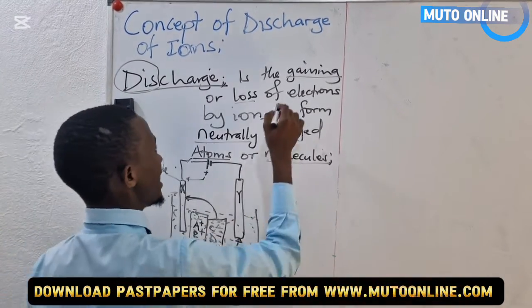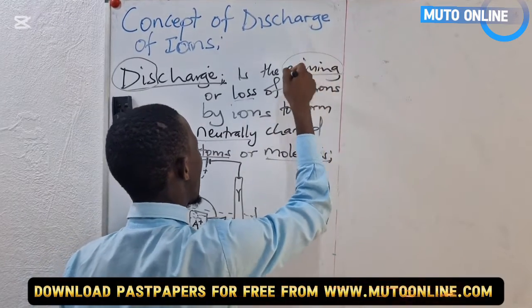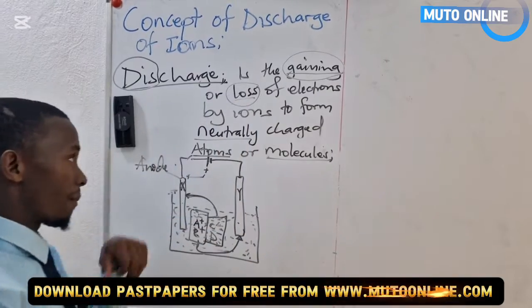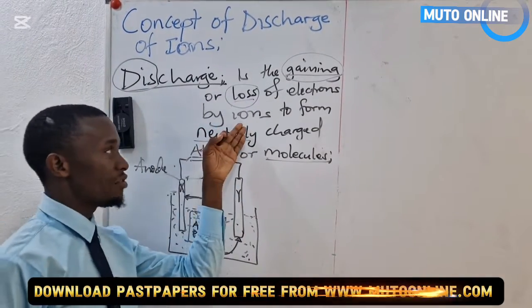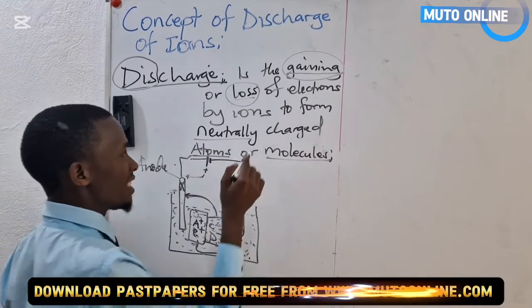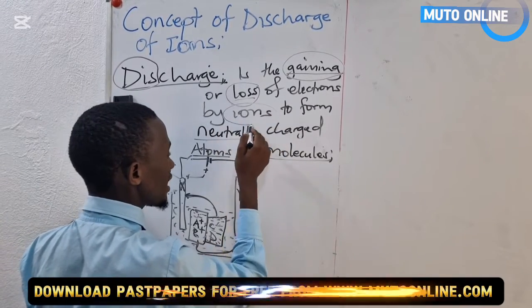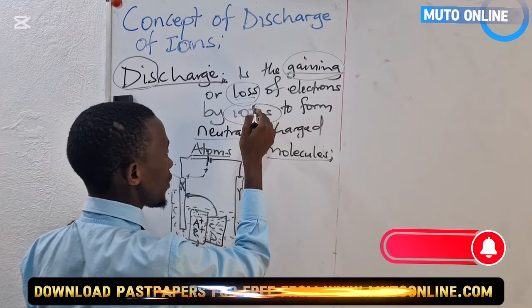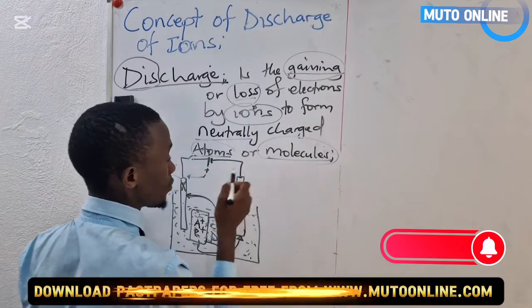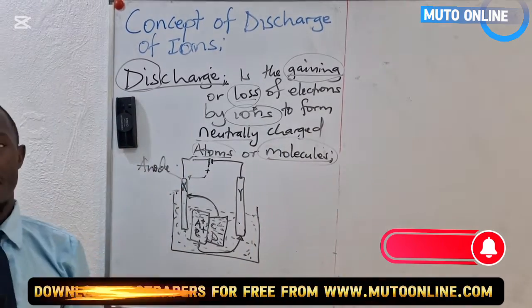And we've said that discharge will involve either gaining or losing of electrons by any respective ion. And once the ion loses electrons or gains them, it will become either an atom or molecule of that respective element.